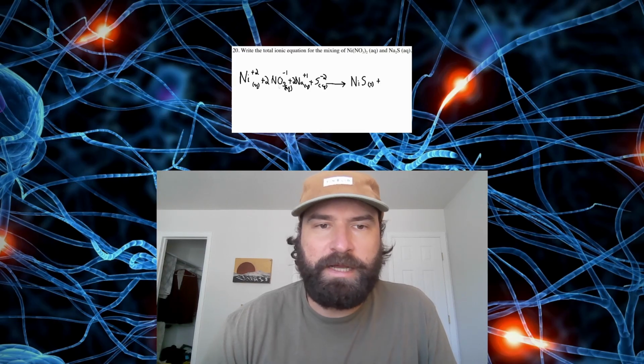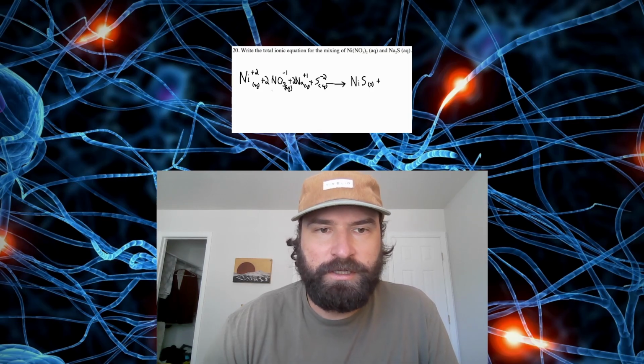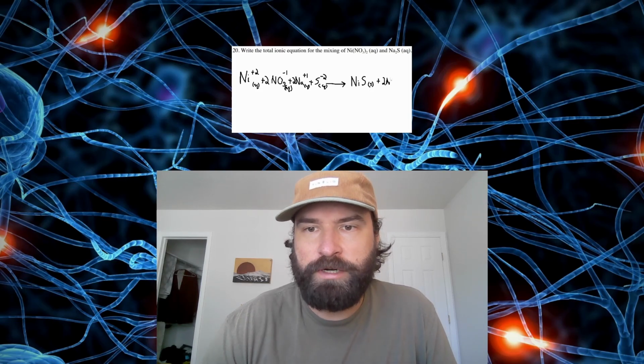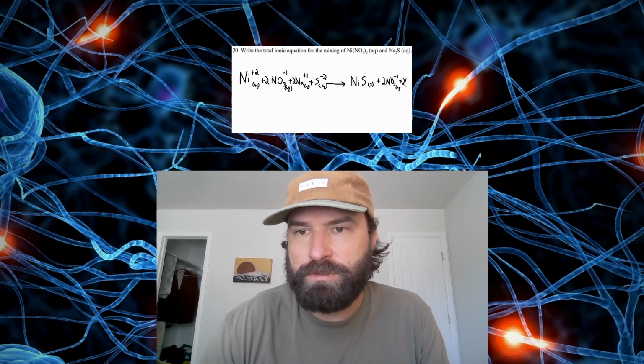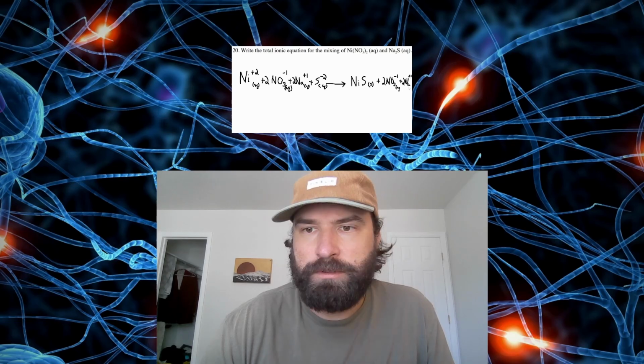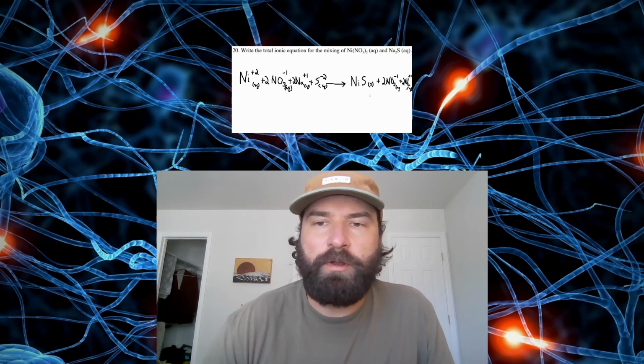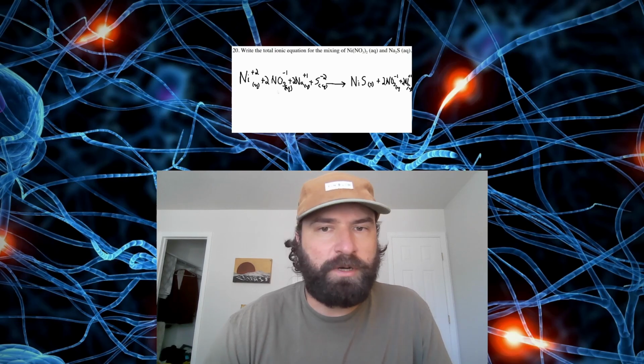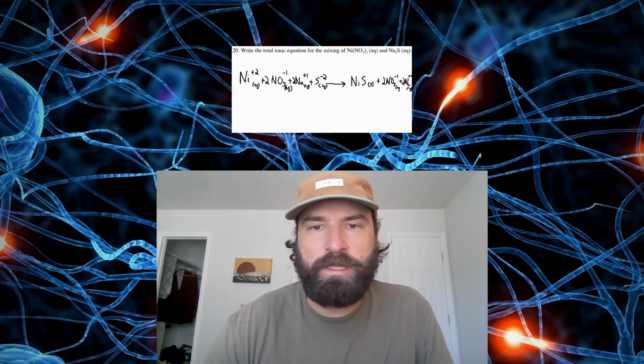And the other 2 ions will stay as ions, as aqueous ions in our net ionic equation here. So we still have 2 nitrates with the same charge, that -1 charge, those would be aqueous, and 2 sodiums with a +1 charge, and those are aqueous. And that right there is our net ionic equation. Bunch of ions and 1 insoluble compound.